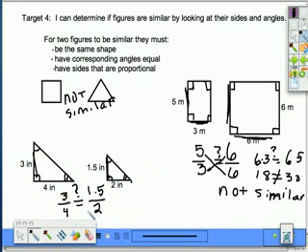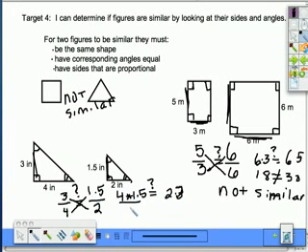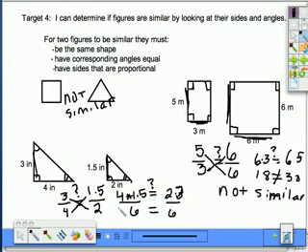So it goes 1.5/2. Now to check to see if they're proportional, I need to check to see if their cross products are equal. So I have to see, does 4 times 1.5 equal 2 times 3? 4 times 1.5 is 6. 2 times 3 is 6. Those two are equal. That shows that their sides are proportional. Their corresponding angles are equal, and they are the same shape, so these are similar. Yes, they are similar.